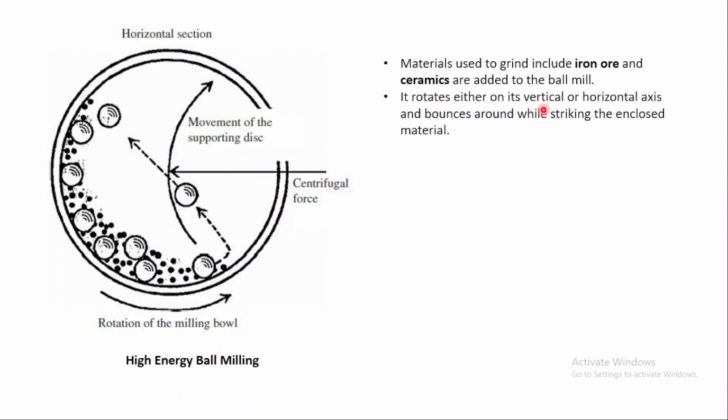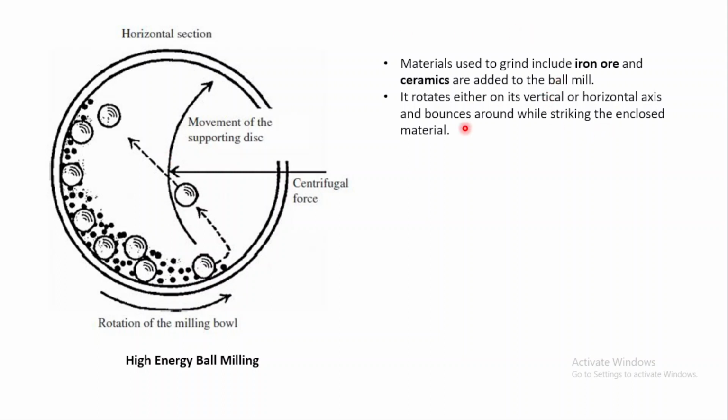It rotates either on its vertical or horizontal axis and bounces around while striking the enclosed material. So all this opening, there is no such opening, it is just for the depiction. All this happens in a closed ball container like a ball bearing, and the rotation can be either along the horizontal axis, the x-axis, or the vertical axis, the y-axis. Anyway, the whole ball can rotate, and accordingly the rolling balls inside the ball mill will rotate in the opposite direction and churn the material.